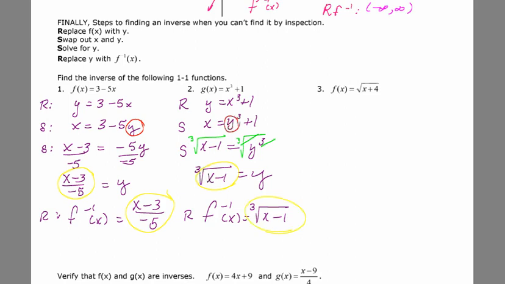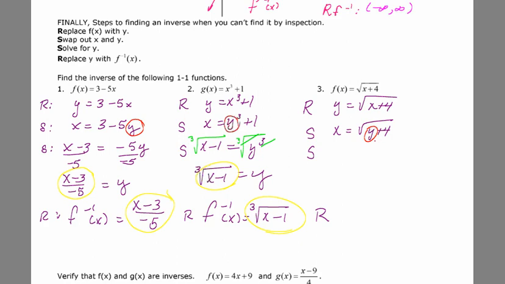One more, going through the same steps. R, S, S, and then R. So let's replace f of x with y. Let's swap out x's and y's. And now let's work on solving for y. I've got to unwrap this y. I've got to get rid of the 4 and the radical first.